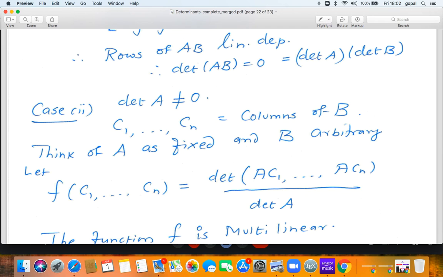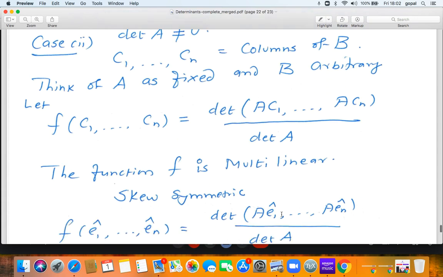And I'm dividing by the determinant of A. Why am I dividing by the determinant? You will see in a moment, it will become clear. This function is multilinear, because if I replace C1 by alpha C1 prime plus beta C1 double prime, then the first column here will get split into alpha A C1 prime plus beta A C1 double prime, and the determinant will be a sum of 2 determinants, etc. So f is obviously multilinear. It is skew symmetric, because if I switch 2 columns here, the corresponding 2 columns here get switched, and so it picks up a minus sign.